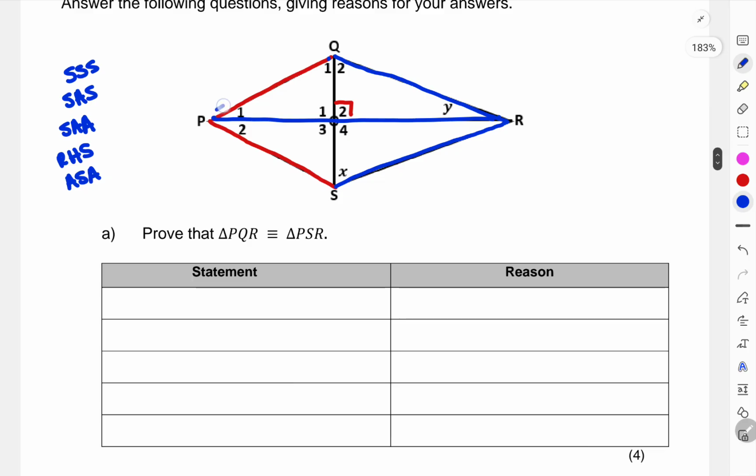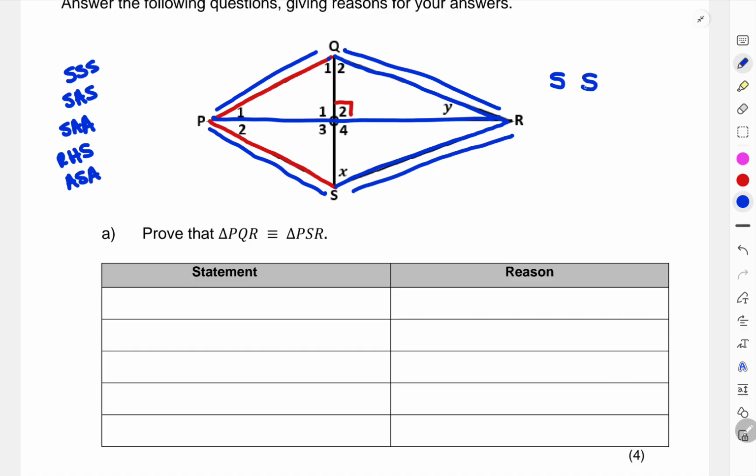So can you see I already have PQ is equal to PS, which is a side. I've got QR is equal to SR, which is a side. And then I've got PR is equal to PR, another side, because they are sharing that side. So I'm going to use side, side, side. Okay, so QP is equal to PS. Let me just stick with my order over here.